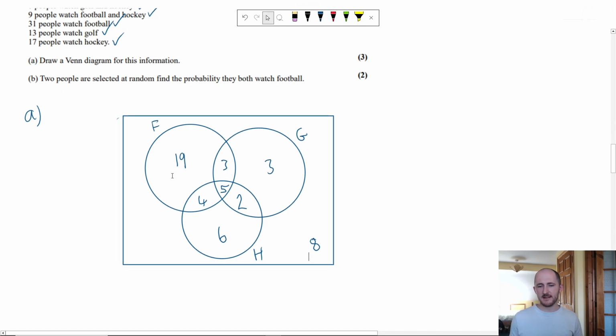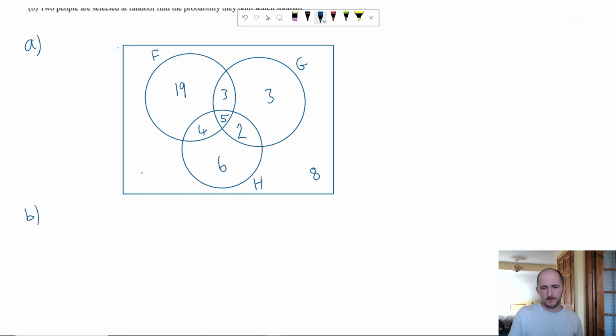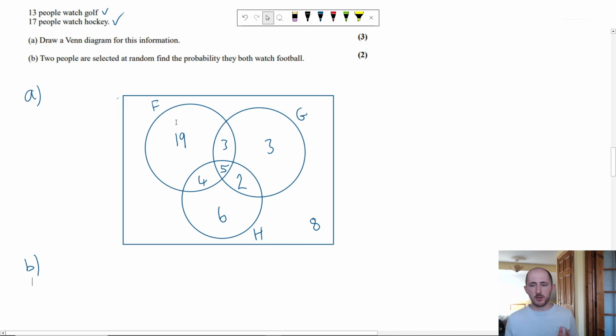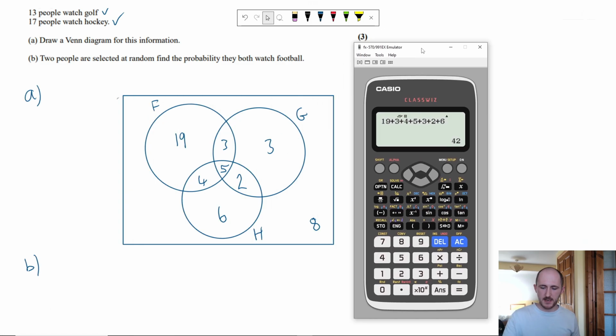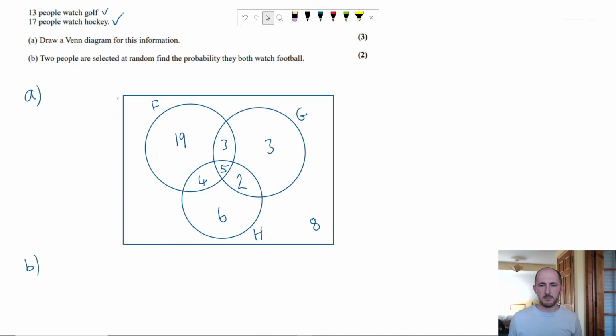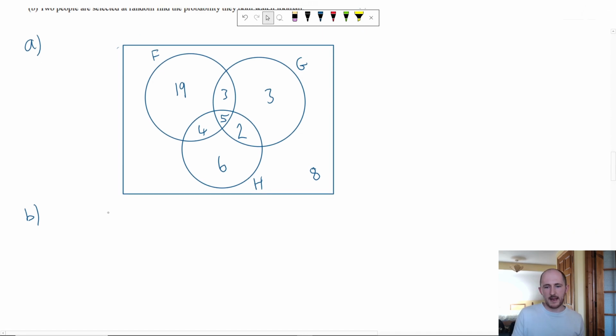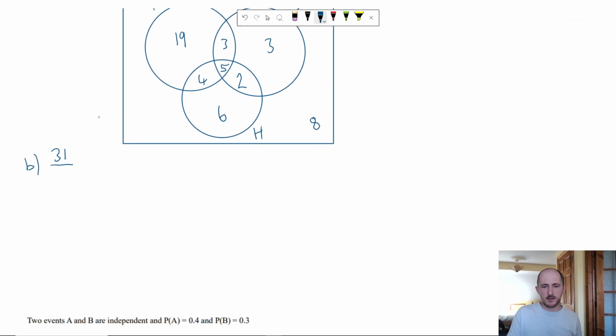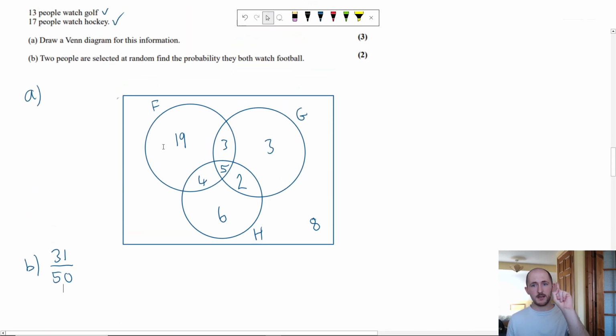For part B, it says that 2 people are selected at random. Find the probability that they both watch football. So what you want to do is work out how many people watch football in total. So that is going to be 19 plus 3 plus 5 plus 4. 31 people watch football in total. So I'm going to write that number 31 down. And how many people in total are there? There are 50 people in total. So there's a 31 in 50 chance of picking one person who likes to watch football.